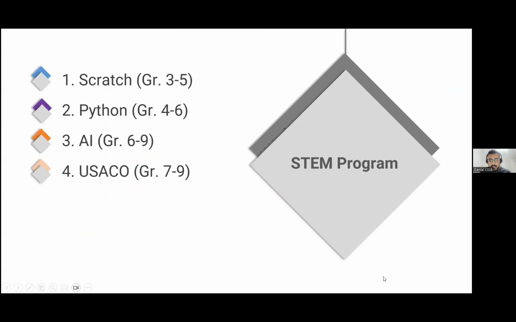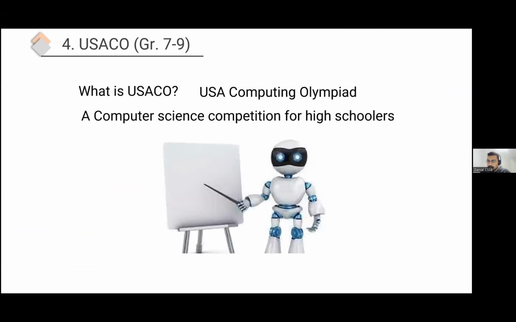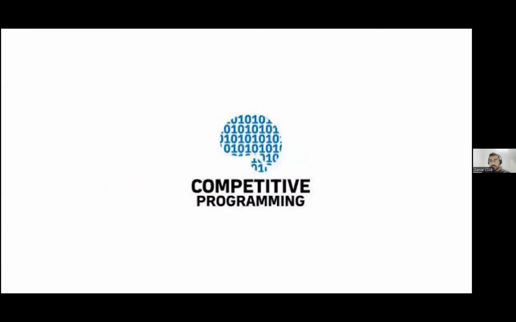And that will be our third session. Now, for the last part, we're going to cover USACO. So what does it mean? It's the United States Computing Olympiad. It's a computer science competition for high schoolers. The grade for this class will be 7th to 9th. It's competitive programming, and this is very important.